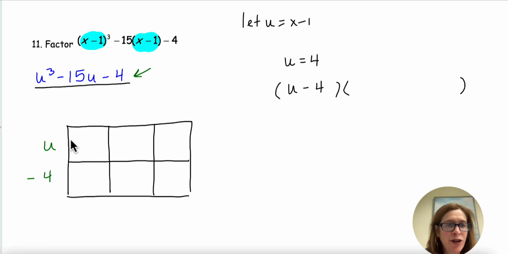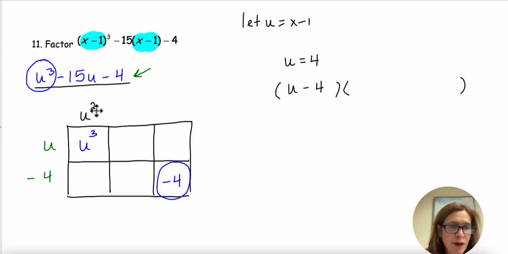In my first box, I'm going to get a U cubed because that would be where my first term came from. My last term would come from typically this box, so I'm going to put that there. I'm going to use that idea to help me get through this. I know that everything else has to give me negative 15U and no U squared. So let's see what happens. I'm going to get a U times what would give me U cubed. So that's going to give me U squared. Then I can use the U squared and the negative 4 to say this is negative 4U squared.